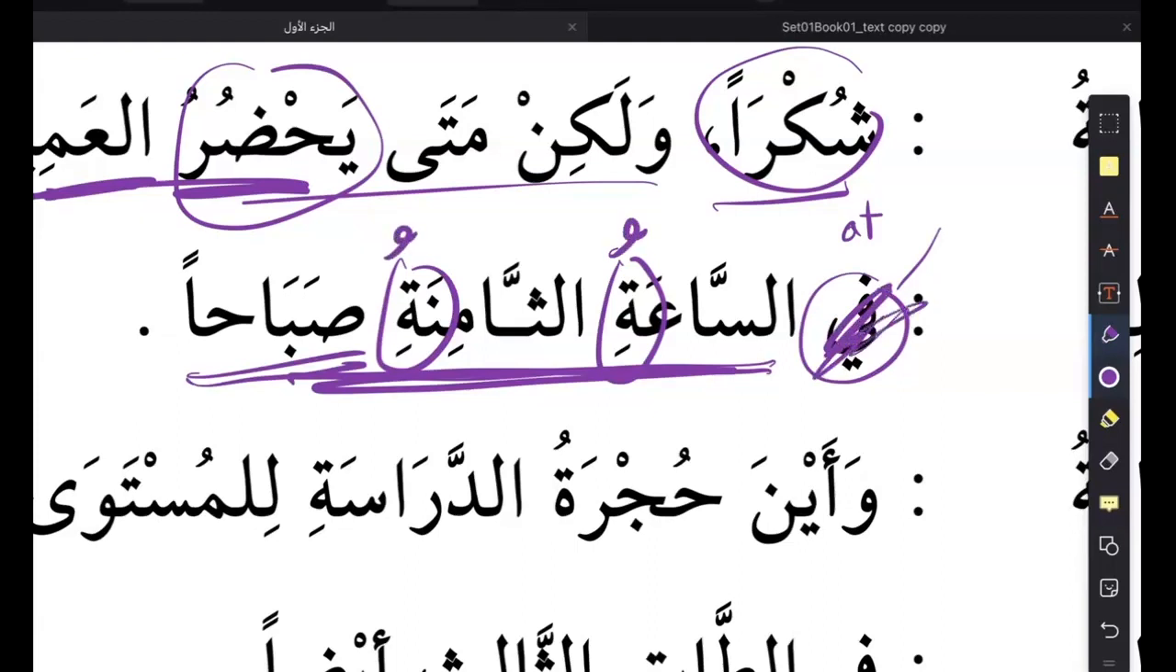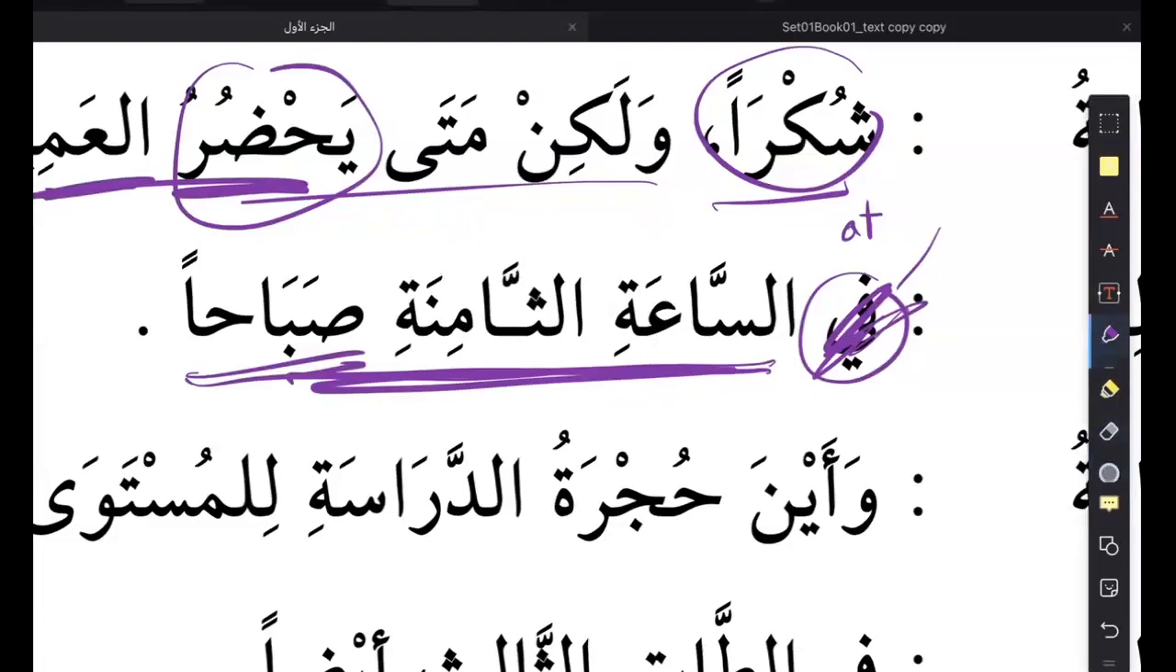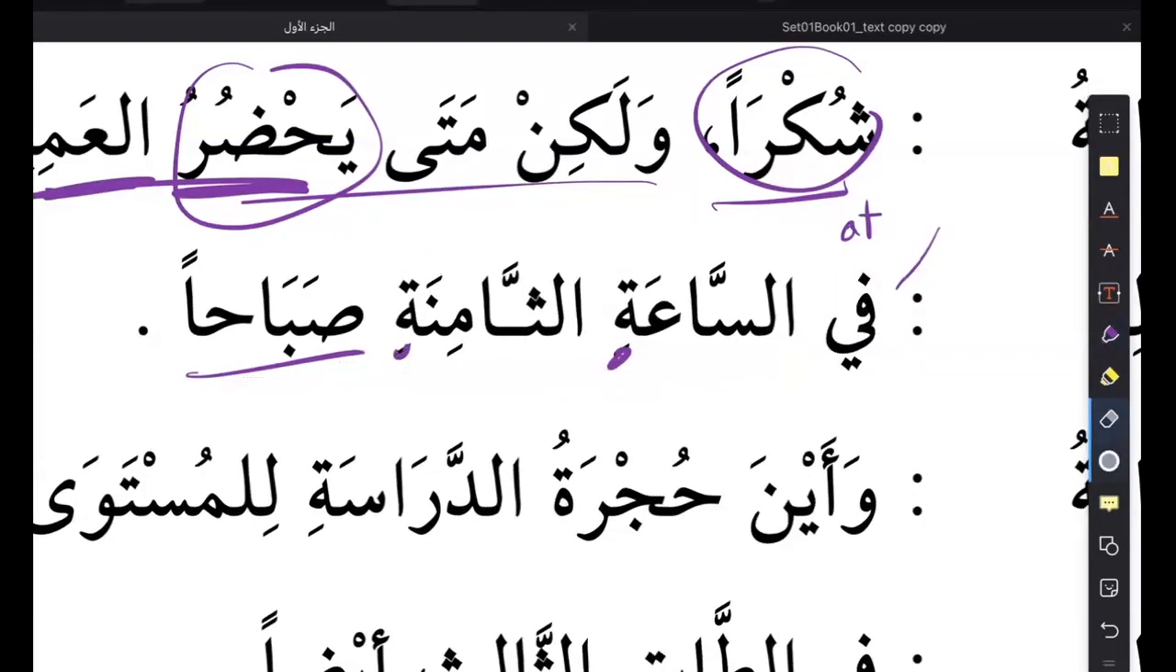Because there's no harf jar, the default is dhamma. So that's what we do. Why? Because at that time it will be treated as a dharf, maful fihi, a time. Remember we said when we talk about a time and place, we put a fatha. At that time, if you remove the fi, it gets a fatha. As-sa'ata, as-saminata, sabahan. You put back the fi, and then everything gets back to the kasra again.